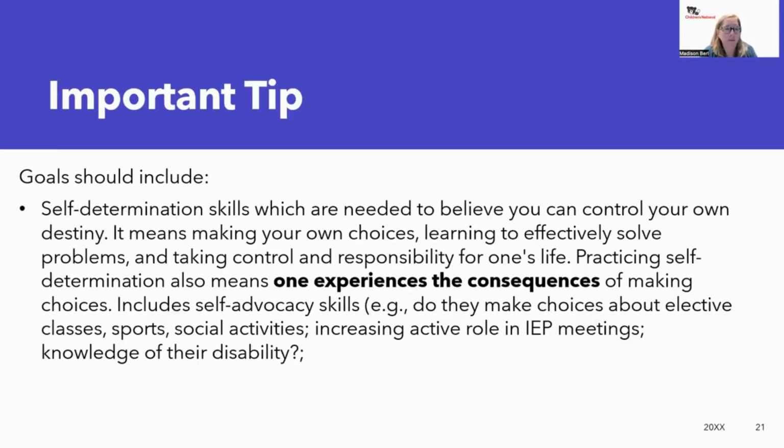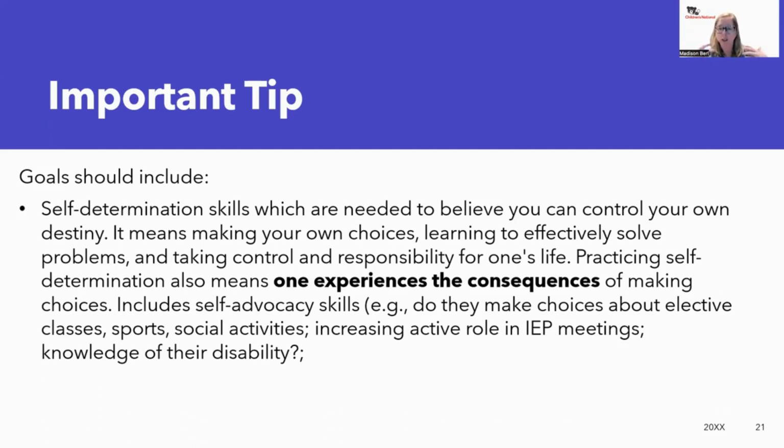I want to leave time for more questions, but really important is self-determination skills. That should be a goal in your IEP by the time you're in the time period of transition planning. These are the set of skills that are needed to believe you can control your own destiny. A big part of self-determination is self-advocacy. If your child doesn't speak up for themselves in some capacity, again, I know it's limited for some kids, they're not going to have the repertoire of self-determination skills.